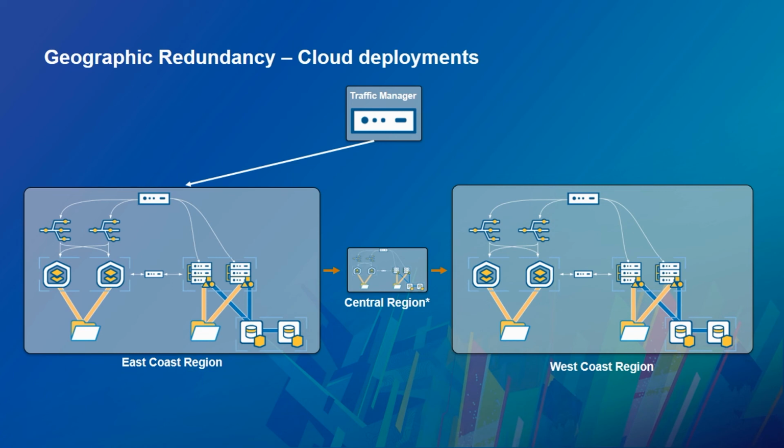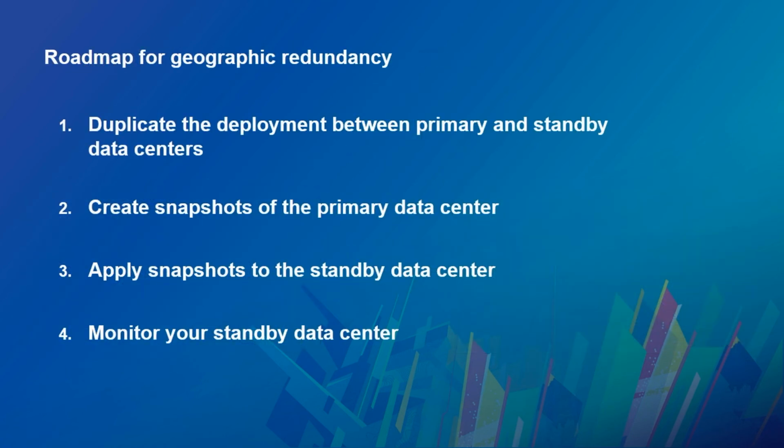across separate regions. So what's the roadmap for becoming geographically redundant? What do you have to do to get there? There are 4 main steps, and I'm going to go through each in more detail. The first step is to duplicate the environment between primary and standby. This means setting up the environment in standby, federating, registering the DataStore, registering any additional federated servers with their respective server roles. The next step is to start creating snapshots of your primary data center.